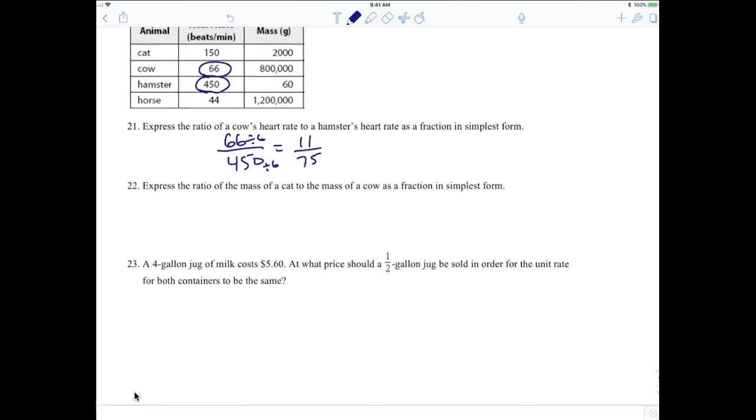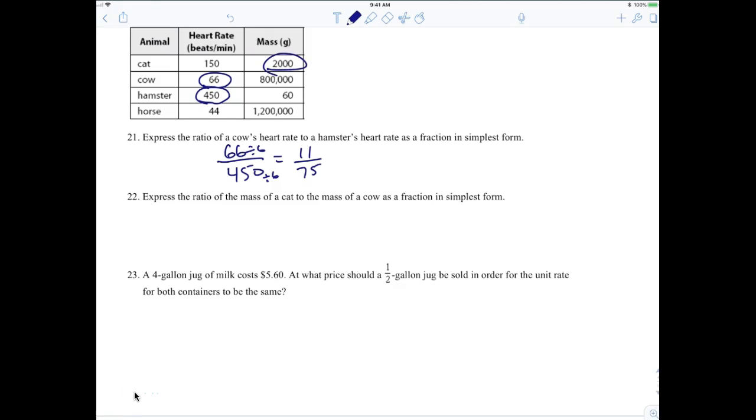Number 22. The ratio of the mass of the cat, all right, and the mass of the cat is 2,000, to the mass of the cow. The cow is 800,000, all right? So be careful when you're doing this. Cross out 3 zeros, right? So now that's 2 over 800, but we can reduce that to 1 over what? 400. All right? So in other words, the cow is 400 times the mass of the cat.